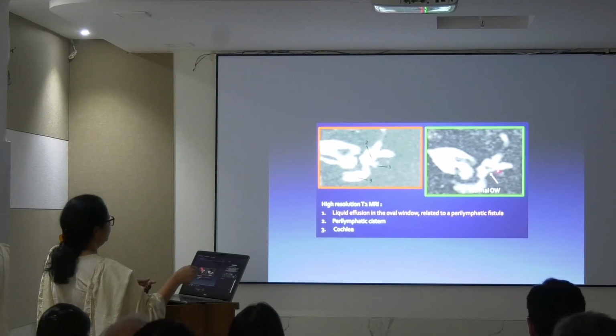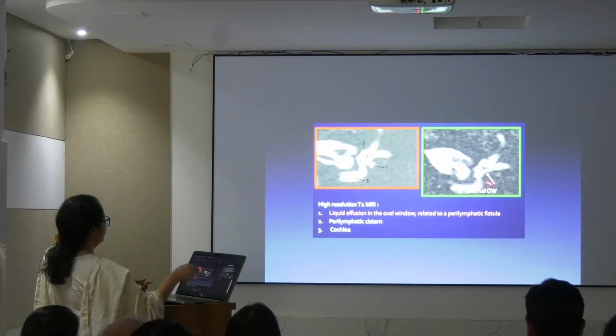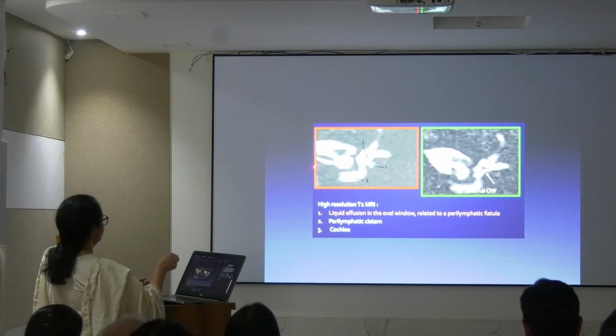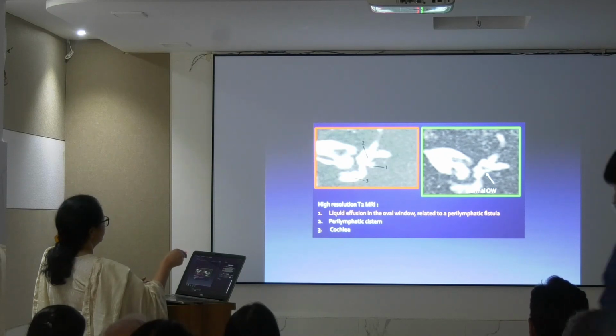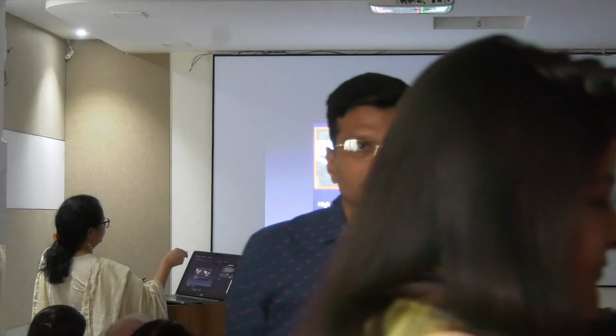This is normally the oval window, where you don't see contrast diffusion. Here what we are seeing, this is a sonography, where we are seeing the contrast coming to the oval window.